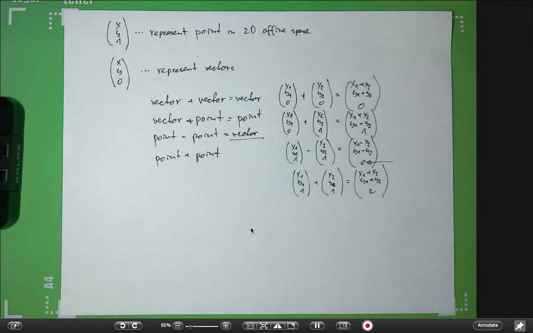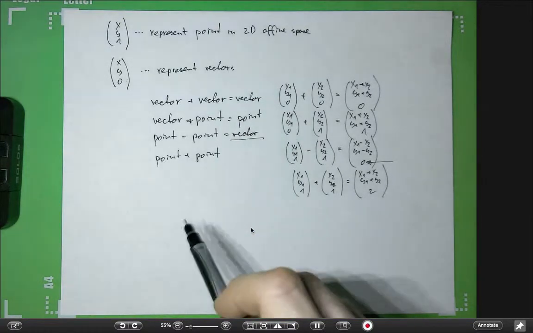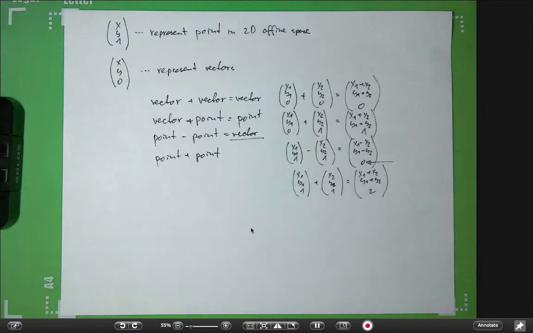So the trick here is that in general, yeah. Is that like a line segment? There's a line segment, right? So what does that mean?